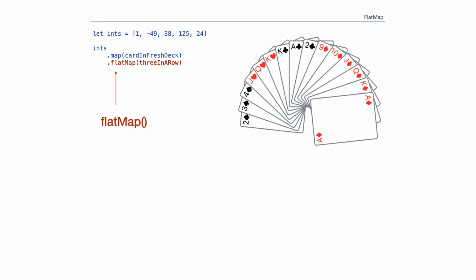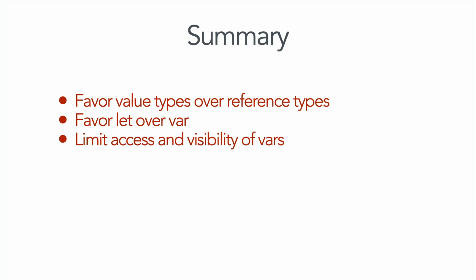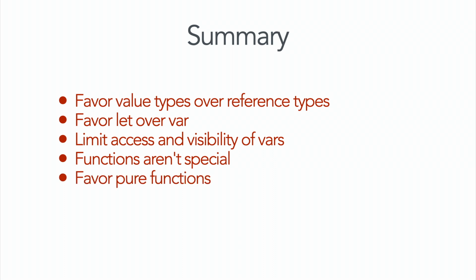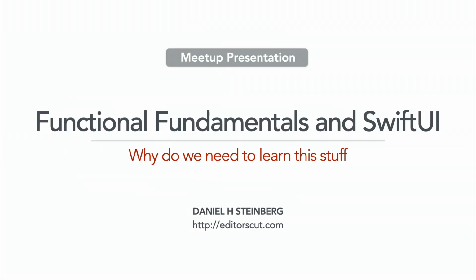There's map and flatMap and filter and Combine and just so much more. You'll favor value types over reference types. You'll continue to favor let over var. You'll limit access and visibility of vars. You've realized by now that functions aren't that special. They're first-class objects. You'll use them just as you use strings or ints. And even though there's nothing to keep you from not doing so, you're going to favor pure functions. In addition, you'll write your own higher order functions, and you'll leverage the higher order functions that Swift provides you in the Swift standard library. And that's why we need to learn this stuff. Thank you.